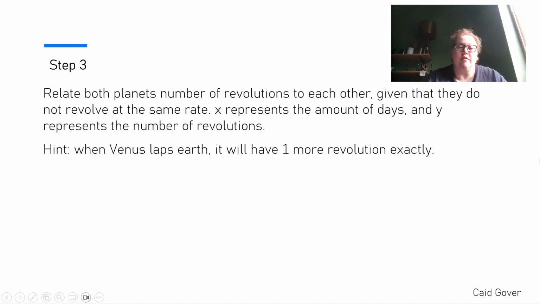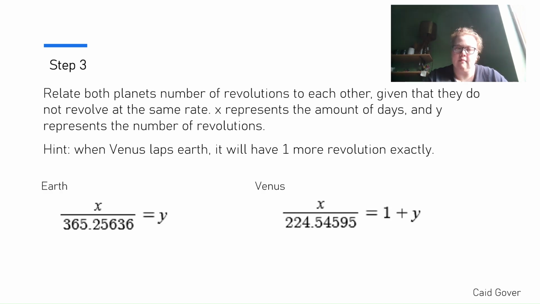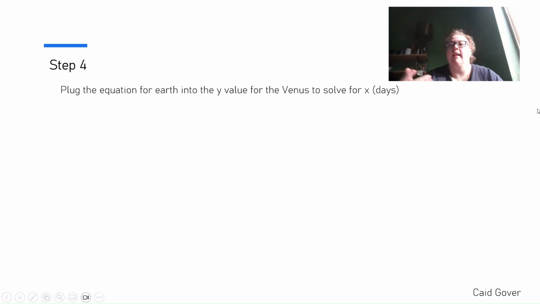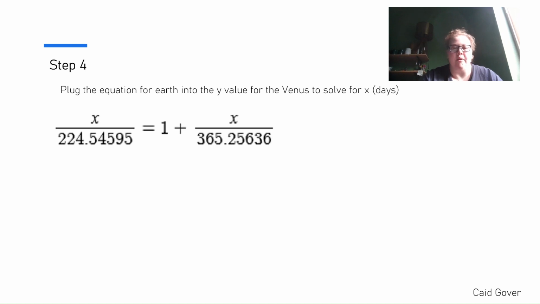Because the planets do not revolve at the same rate, we have to relate them in some way. So, we know that when Venus laps Earth, it will have exactly one more revolution than Earth will. Using that, we can make an equation for the revolutions of Earth and an equation for the revolutions of Venus with one added to it. Now that we have those equations, we can just plug in the equation for Earth into the y value of the equation for Venus to solve for the number of days it will take for Venus to lap Earth exactly.